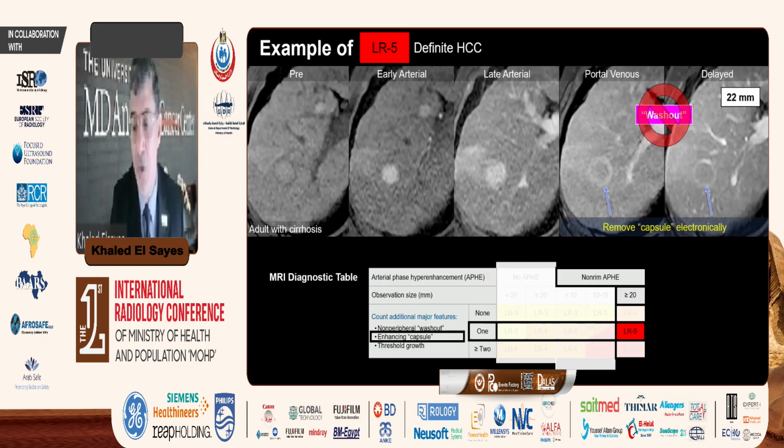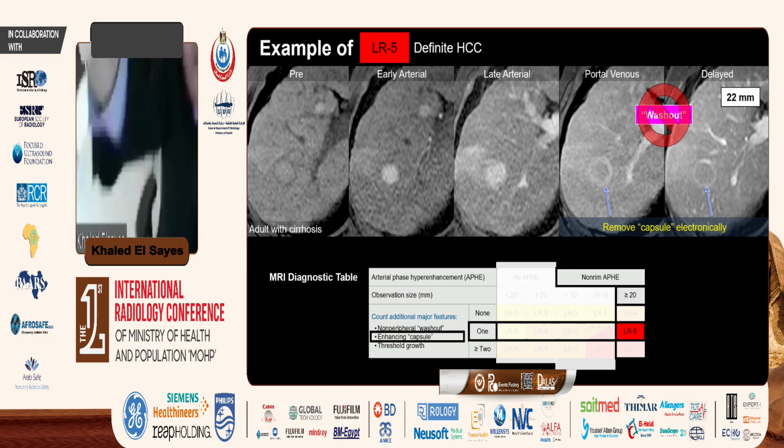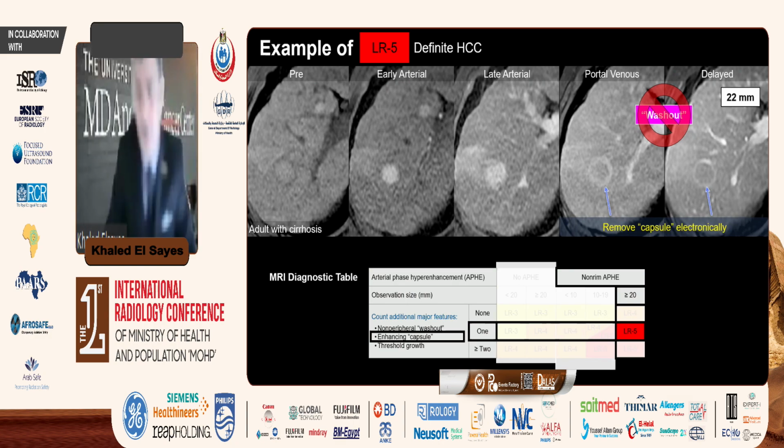And the other thing here, which is very important, is you could look at this and describe this as washout, right? But this is actually not washout. And I'll tell you the proof of it. This is an illusion to your eyes because you're seeing this enhancing capsule. Then you think the center of the observation is washing out, right? And this is very important, because enhancing capsule is a major feature, but it's not as strong as the washout.